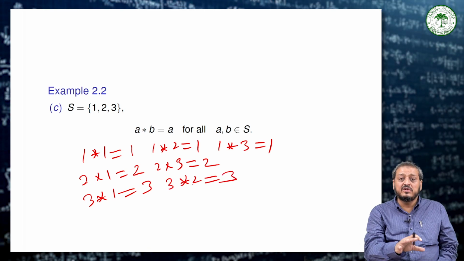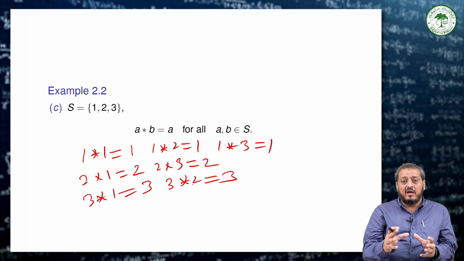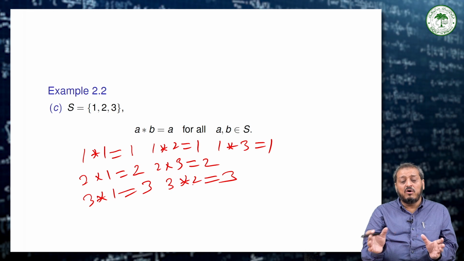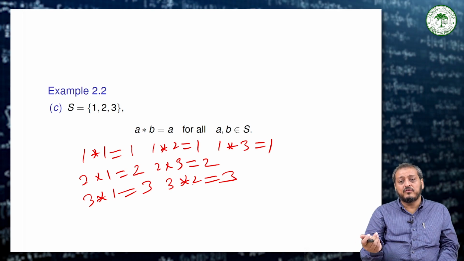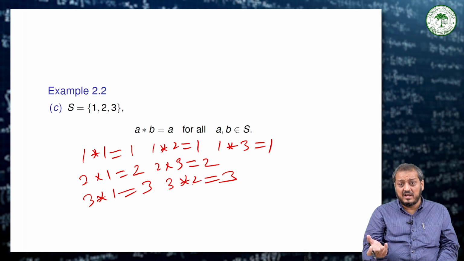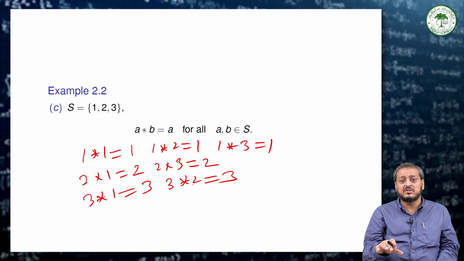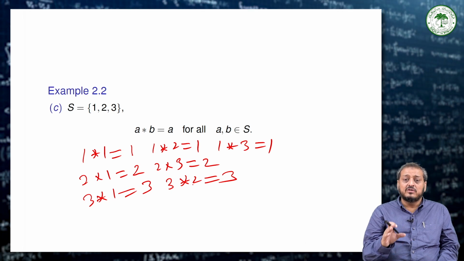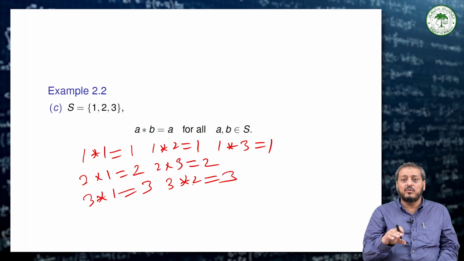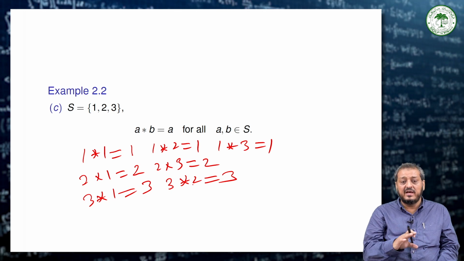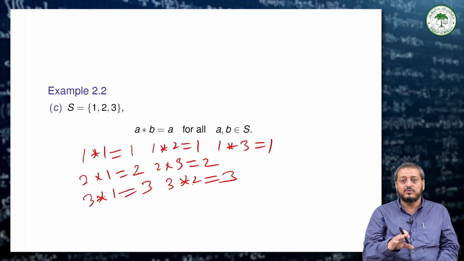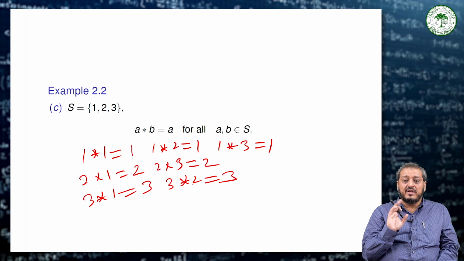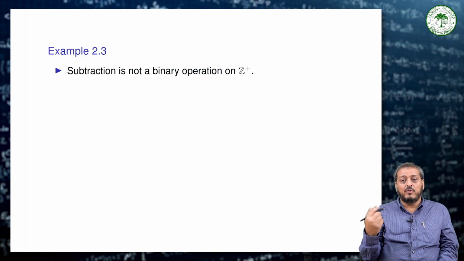So in all the cases we find that the composition A star B is equal to A, defined in this way. In this case, all results are elements of S, so this is well defined, and it gives a unique element every time, and it is also closed. So it satisfies both conditions of the definition of a binary operation. So clearly S under this composition, A star B equal to A for all A, B belonging to S, is a binary operation.